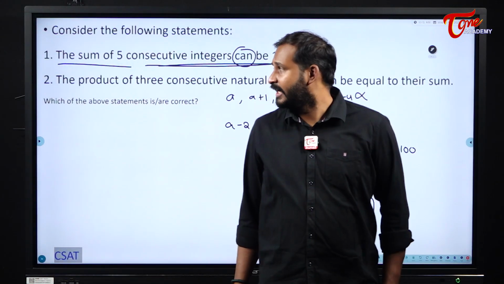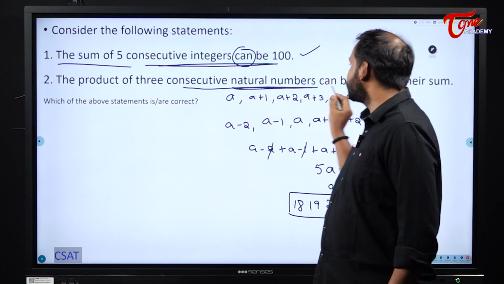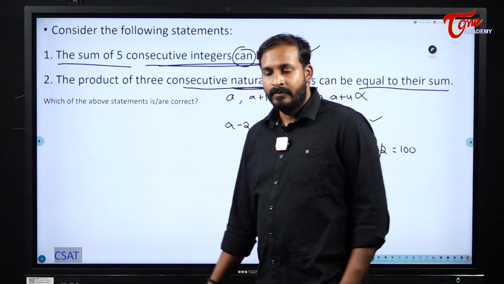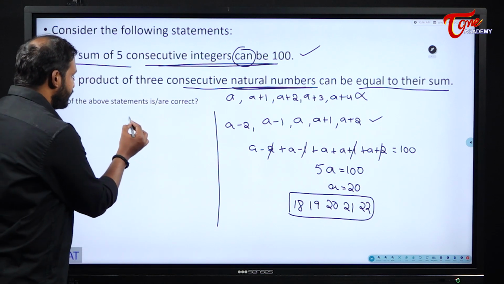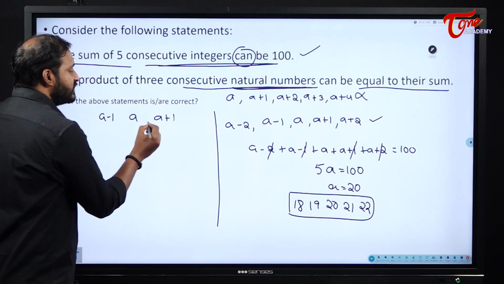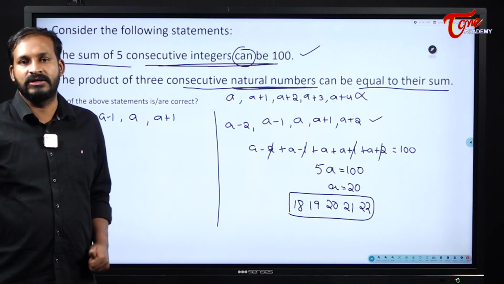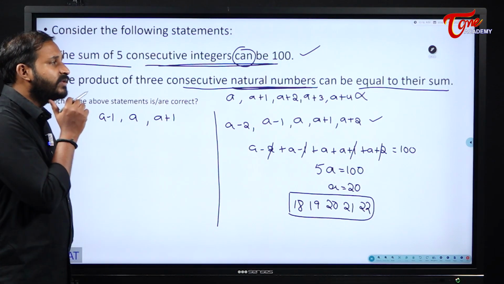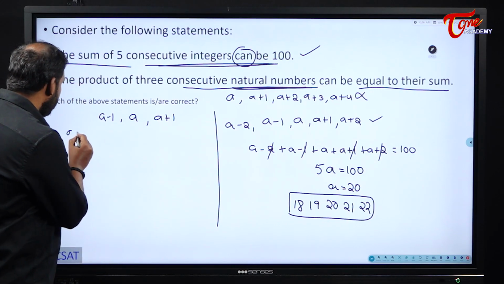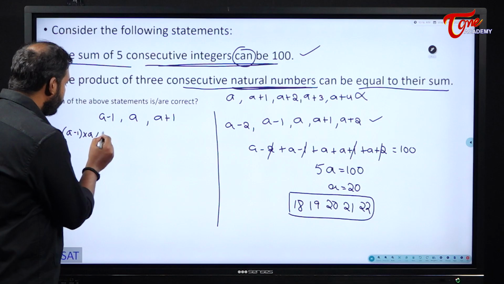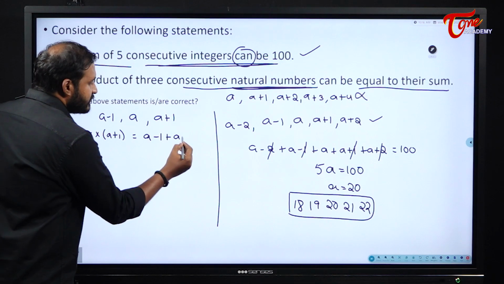Next one, the product of 3 consecutive natural numbers. Please observe here, students, natural numbers can be equal to their sum. For the product of 3 consecutive natural numbers, what can I take now? Just now I told you how to take them: a minus 1, a, a plus 1. Now these 3 are consecutive natural numbers, right? Now what they are telling is the product of 3 natural numbers can be equal to their sum. That means what? a minus 1 into a into a plus 1 should be equal to a minus 1 plus a plus 1.